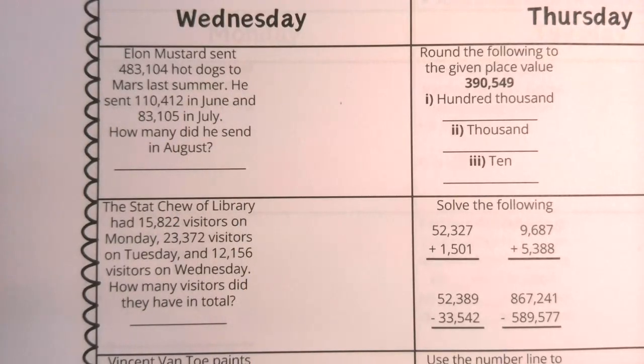We are starting with this situation about summertime and Elon Mustard. This says Elon Mustard sent 483,104 hot dogs to Mars last summer. He sent 110,412 in June and 83,105 in July. How many did he send in August?